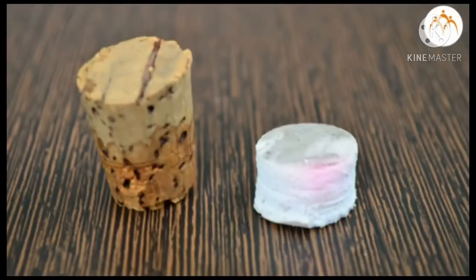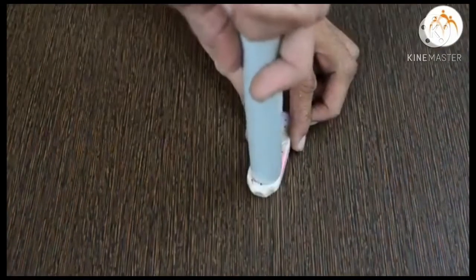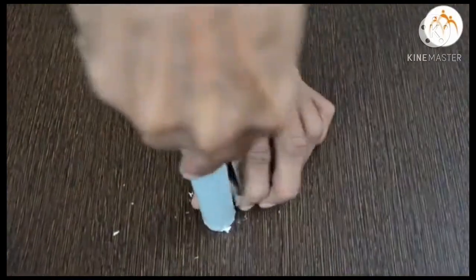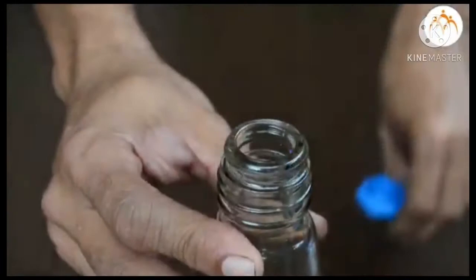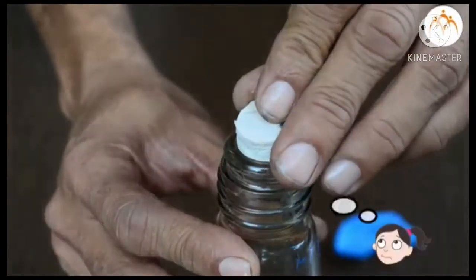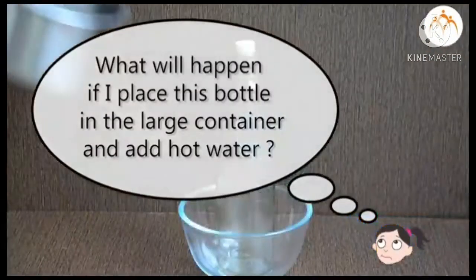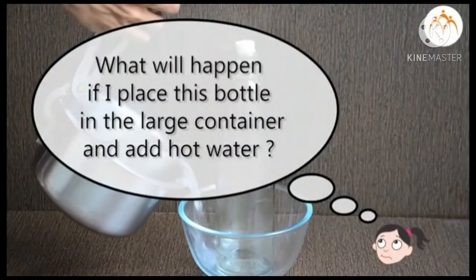I'll make cork for the glass bottle from the eraser. PVC pipe is used to cut it into round shape. Let me remove balloon and place this cork instead. What will happen if I place this bottle in large container and add hot water?